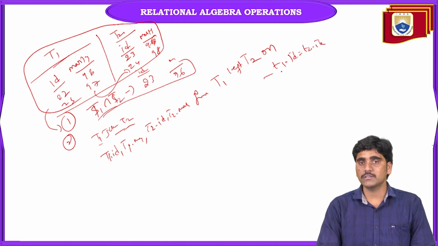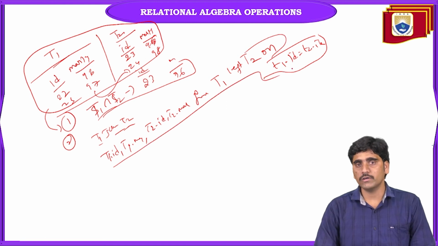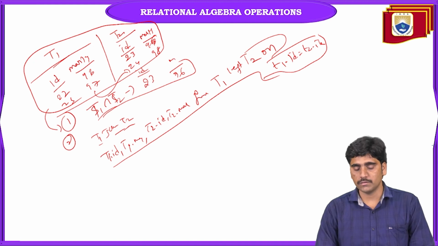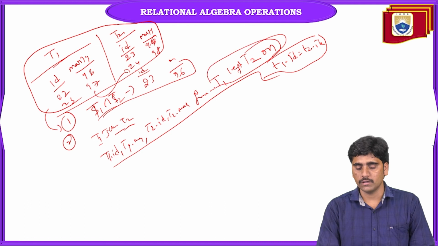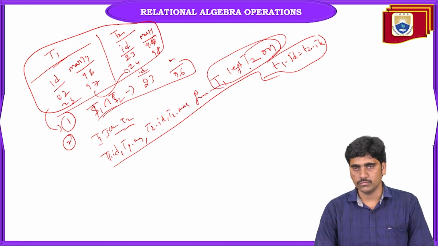So now what it will display on this condition, I am going to retrieve all the values. I am going to represent all the values with the help of join operation. T1 left join T2.